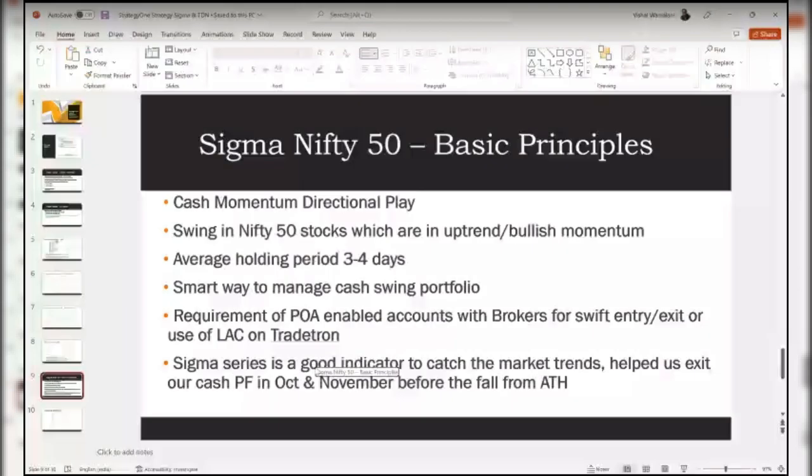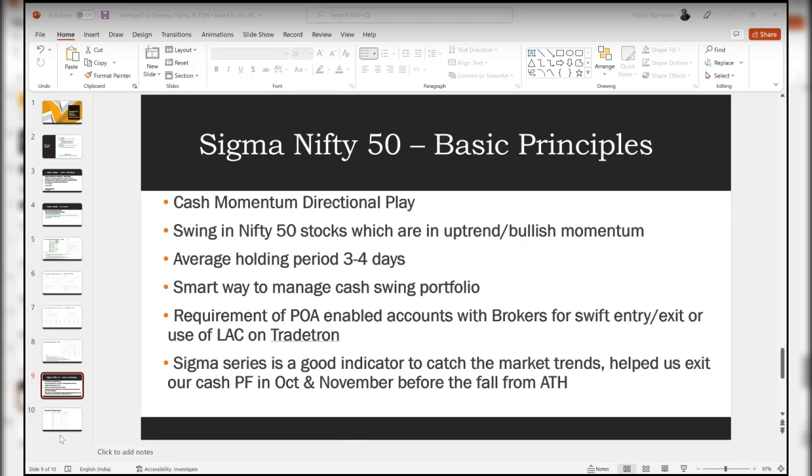And, as some of you would have seen in the past, it's a very smart way of managing your cash swing portfolio. It requires POA enabled accounts so that the entry and exit can be automatic, something which is required because intraday strategies generally don't require this, or even FNO, we don't require a POA, but in cash, POA is required.